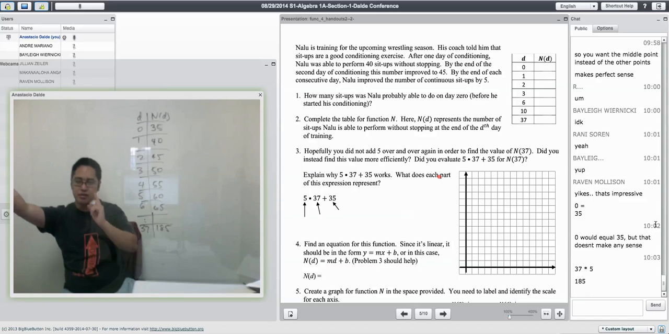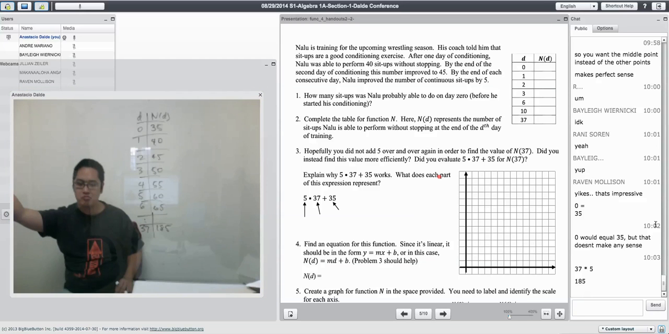I think that you're cheating him out a little bit. I think he can do even more than that. To be honest with you, I think he could do 220 sit-ups. I don't think it's 185. I think it's more. I think it's 220.